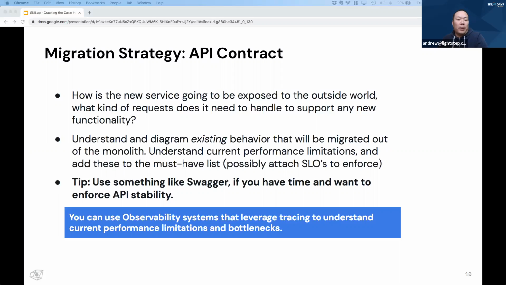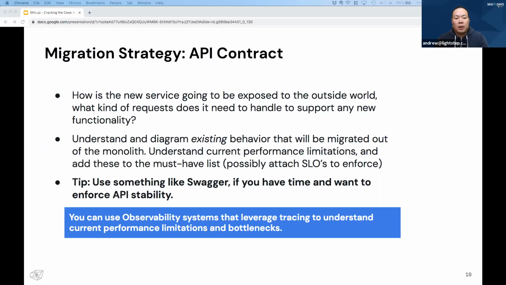I would also recommend understanding and diagramming the existing behaviors within your monolith, so you can understand existing behavior patterns and current performance limitations. You can then build these into your must-have list for your new microservice. That way, you can ensure that your service behaves and performs at least as well as your existing monolithic code.